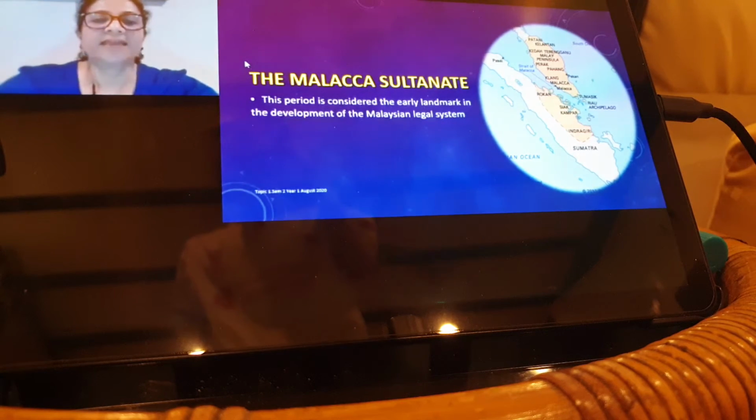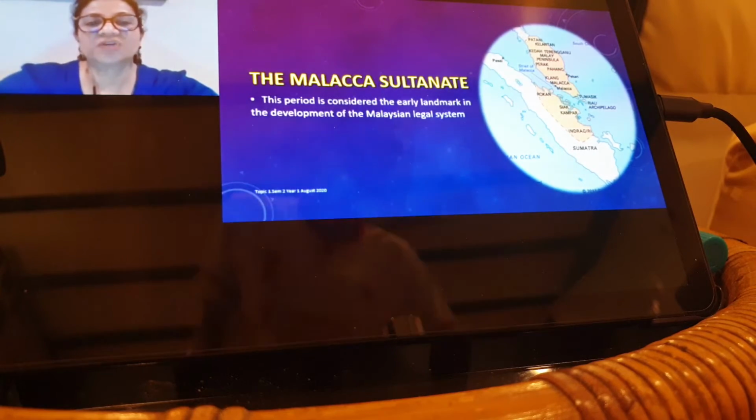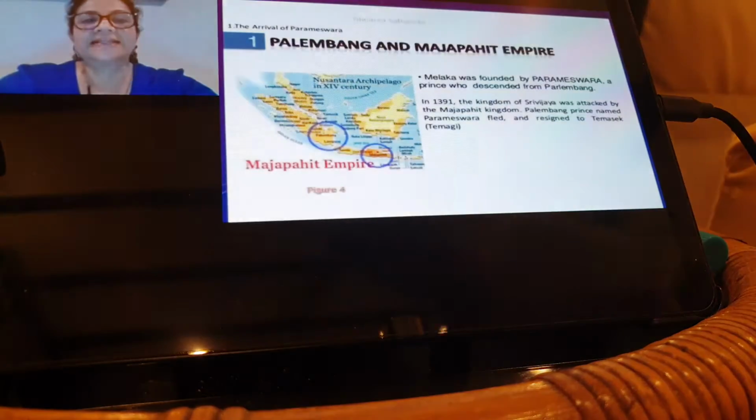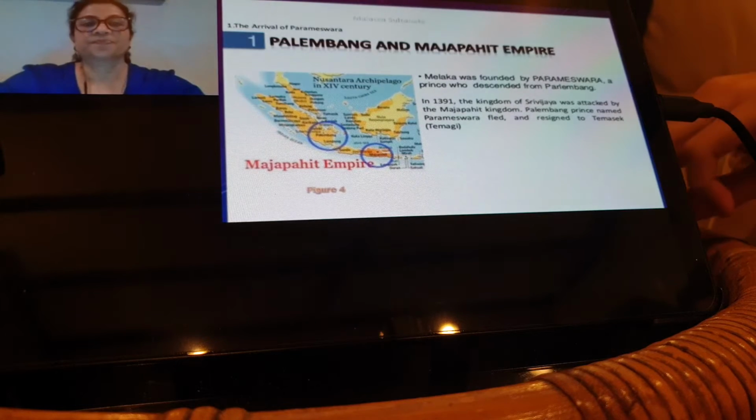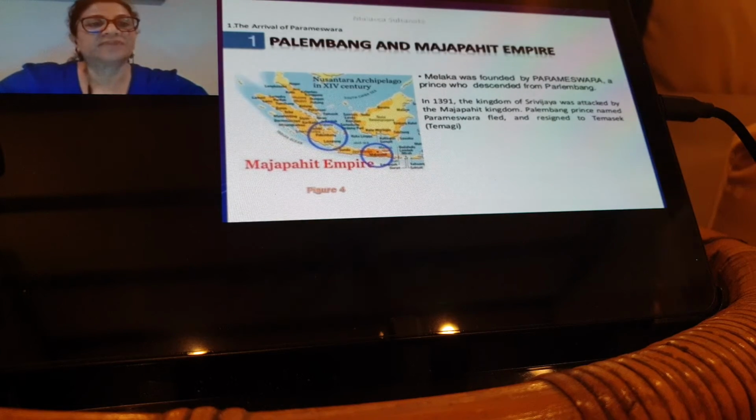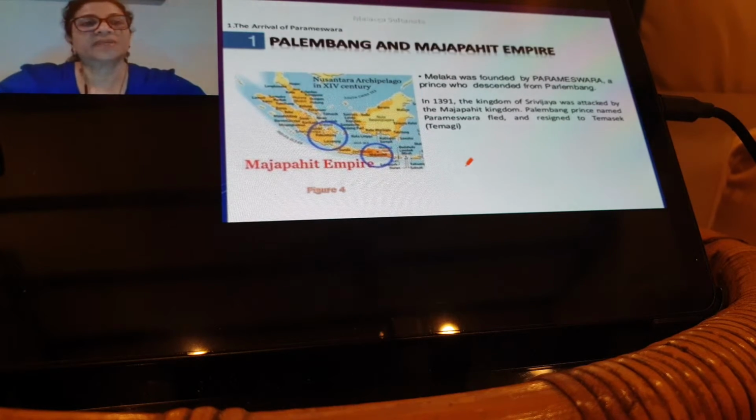So let's look at the history of the Malacca Sultanate. I'm sure some of you would have done history in your secondary school, so this will be some sort of a revision.